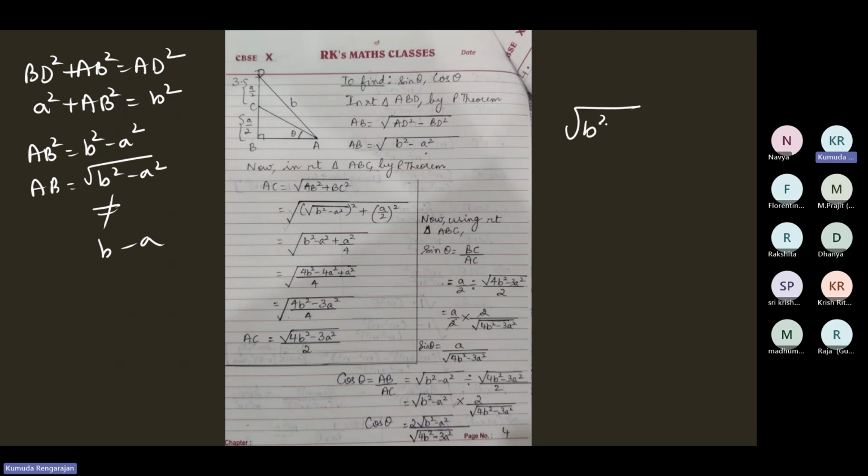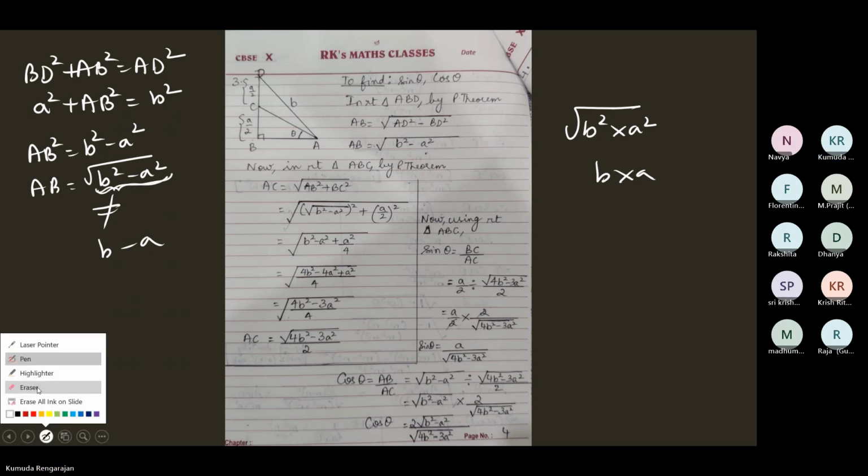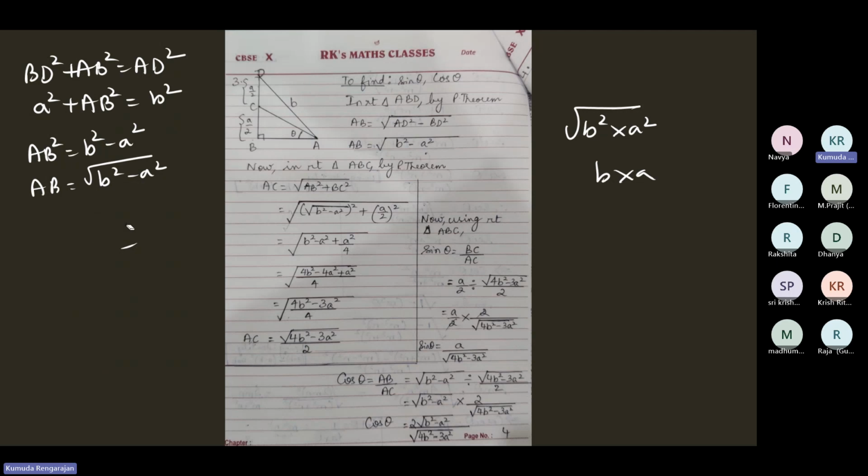Square root of B square into A square is B into A. So when it is square root of B square minus A square, you'll have to find this difference and then take the square root of the difference. You cannot find the individual square roots. You need to subtract and then take the square root. So remember, it is not equal to B minus A. So like this, we find AB.